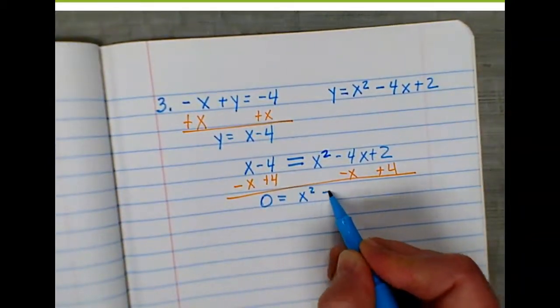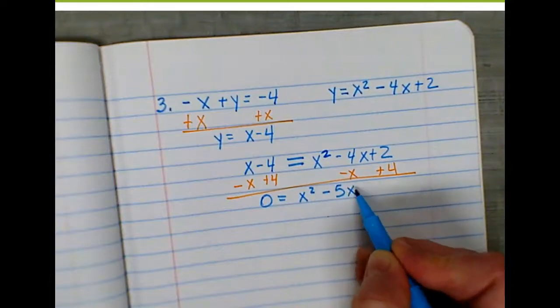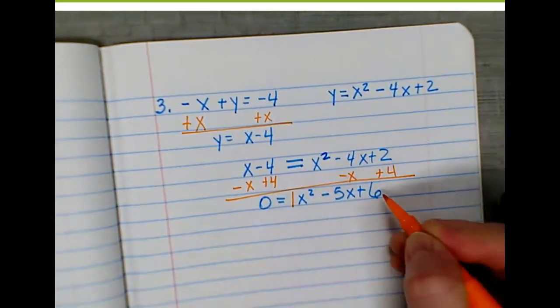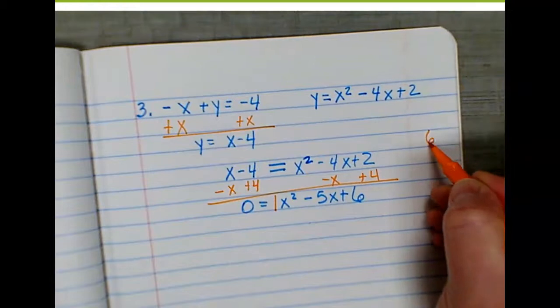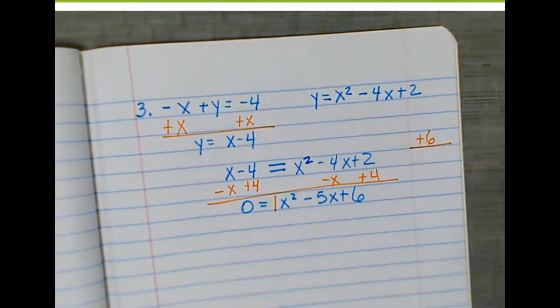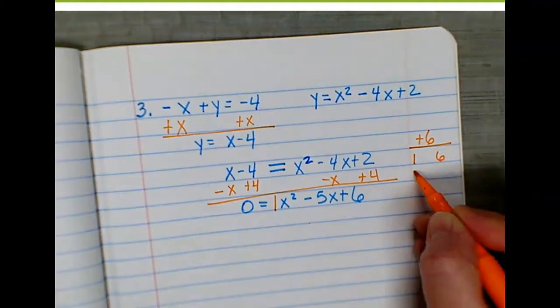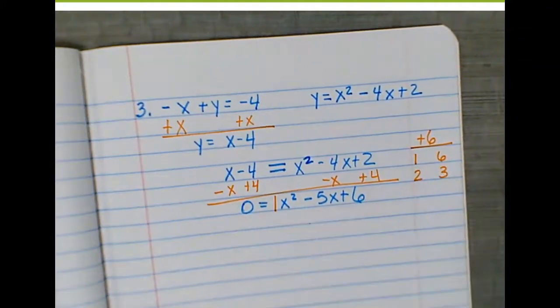X squared minus 5x plus 6. When you multiply the first number times the last number, you get 6. 6 has a factor of 1 and 6, and 2 and 3. And depending on what the signs are, either one of those could add up to 5. So when you have a 6 and a 5, you have to be really careful with the signs.